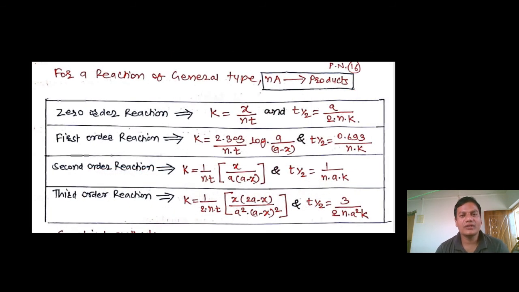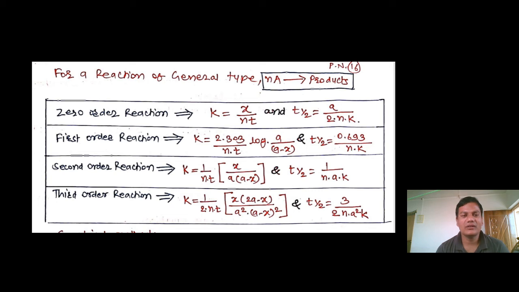For a reaction of general type, nA gives product. So for zero order reaction, we can write k is equal to x by t. This is the general equation for the half-life period: T half is equal to a upon 2 into n into k, where n is the order, t is the time, x is the concentration, k is the rate constant, and T half is the half-life period.